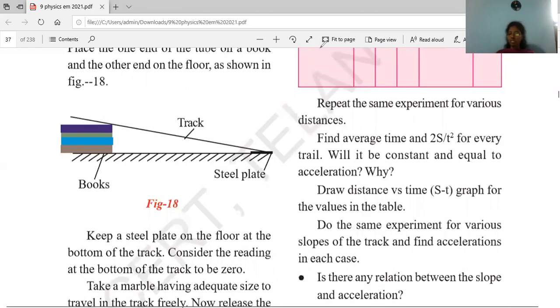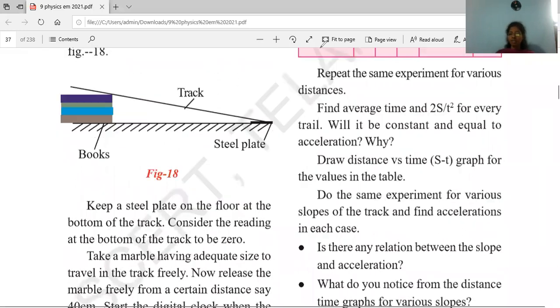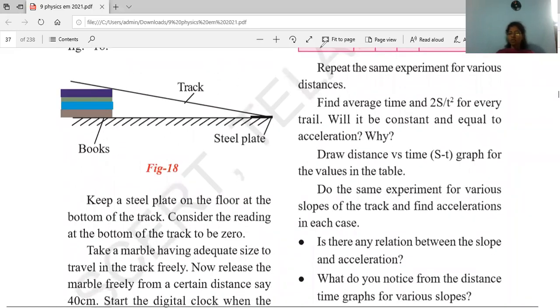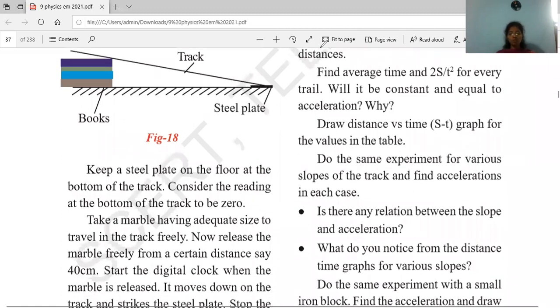After completion of this, we have to draw the distance versus time graph. Depending upon the values we get, we draw the graph here. And we have to do this experiment for various slopes of the track and find the acceleration in each case. Various slopes means we have to increase the book size here. When you take more books, the slope increases. When you take fewer books, the slope decreases. When it is a greater slope, the object will move very fast.